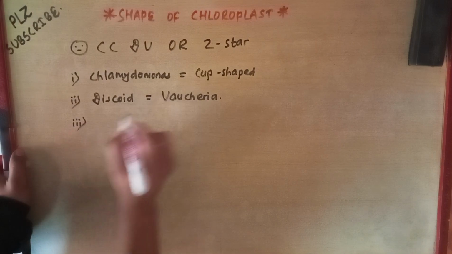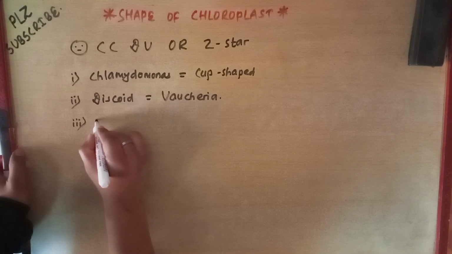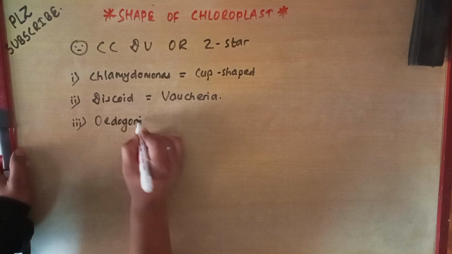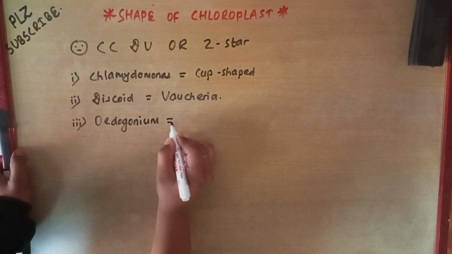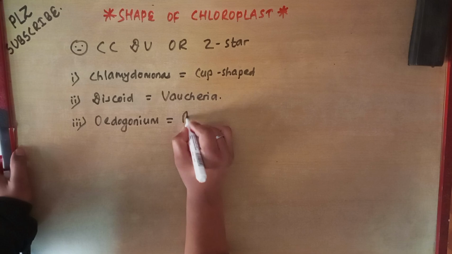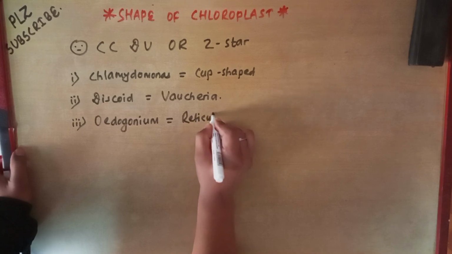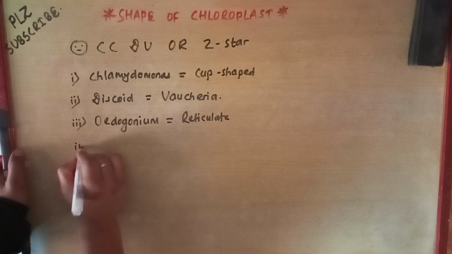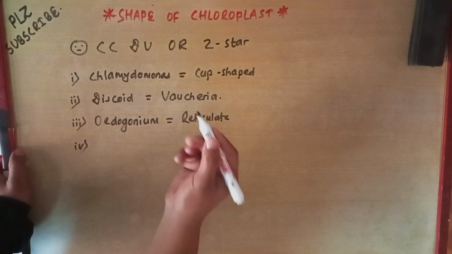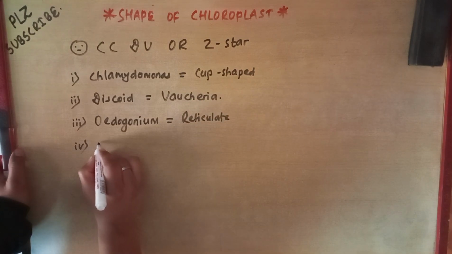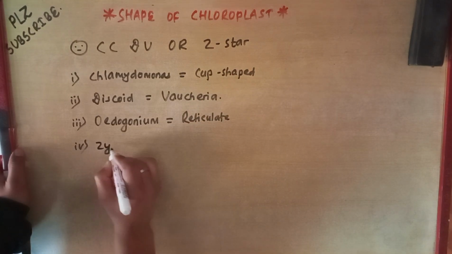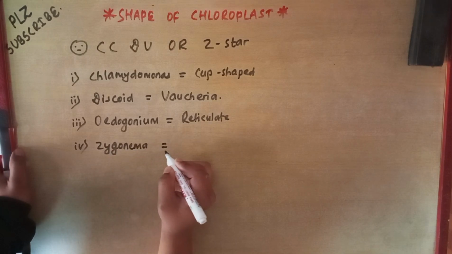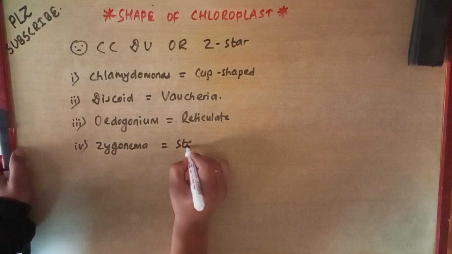In third we have O and R. So here O means oidogonium. Oidogonium has reticulate shape of chloroplast. In fourth we have Z and star. Here Z means zygonema, and the zygonema plant has star-shaped chloroplast.